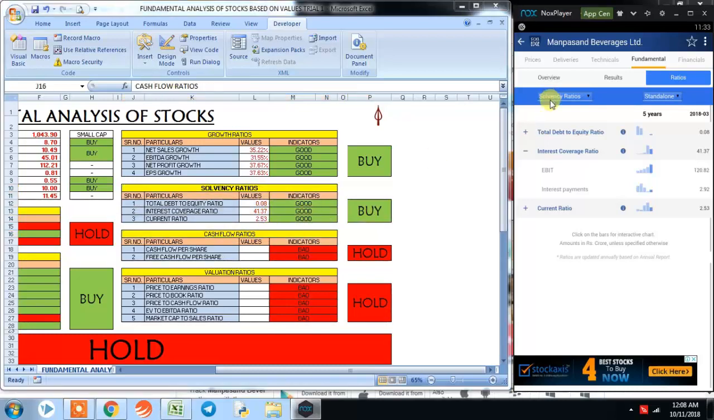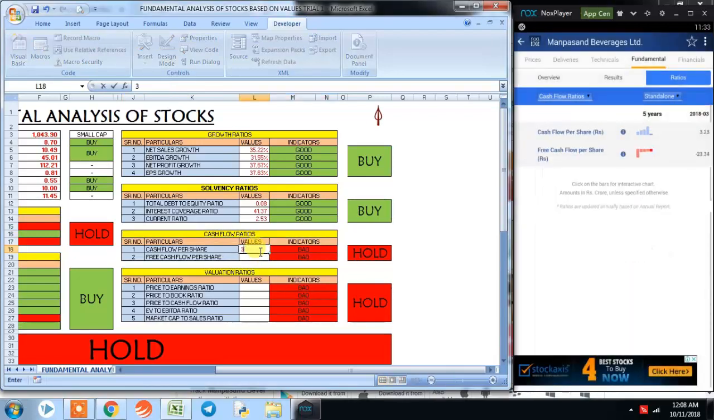Now coming on to cash flow ratio, the first is cash flow per share, which is 3.23, and the free cash flow per share is negative 23.34. So overall cash ratio has also given us a signal to buy this stock at this point of time.